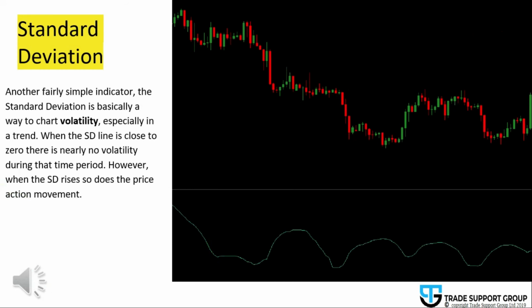Another fairly simple indicator to use is the standard deviation. Standard deviation is basically a way to chart volatility, especially during a trend. When the standard deviation line is close to zero, there is nearly no volatility during that time period. However, when the standard deviation rises, so does the price action movement.